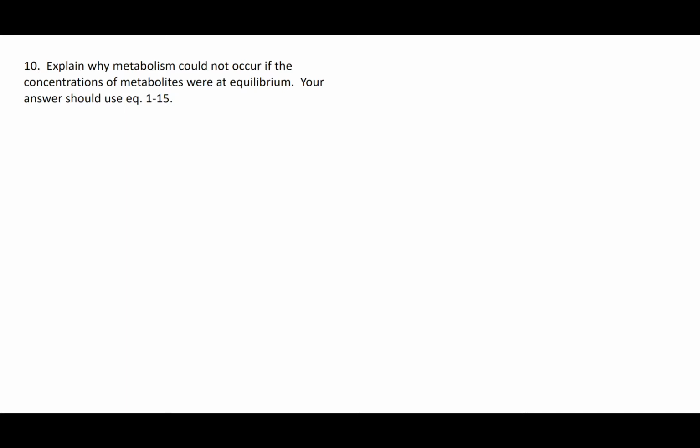All right, question number 10. There are multiple ways to answer this question, but I'm specifically asking you to use equation 1-115. So the question is, explain why metabolism could not occur if concentrations of metabolites were at equilibrium. Well, equation 115 is delta G equals delta G naught plus RT times the natural log of Q.